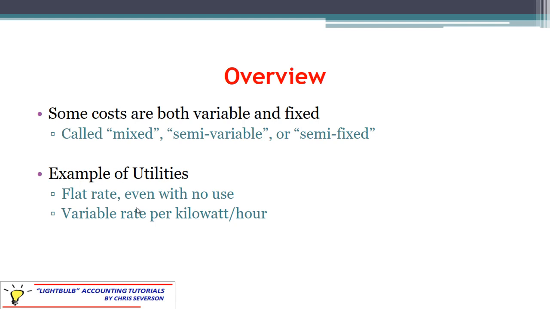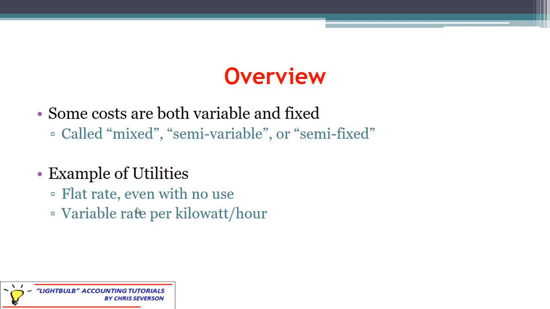One classic example is that of utilities. If you connect utilities to your house or your business, and you go away for the month and you shut every single thing off, unplug everything, you're still going to have a monthly bill. You're charged a flat rate just for having the connection, plus you're charged a variable rate per kilowatt hour if we're talking about electricity. So that is an example of a mixed cost. It has a fixed component as well as a variable component.